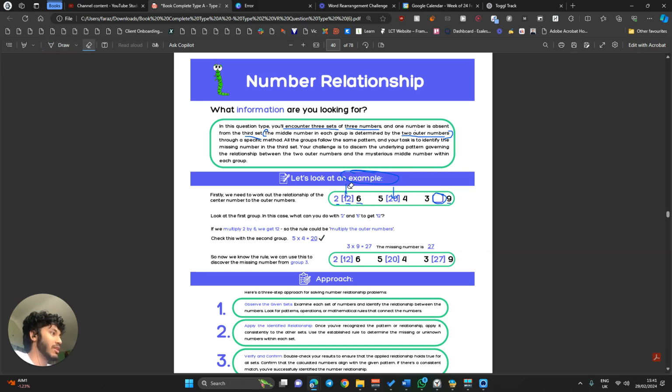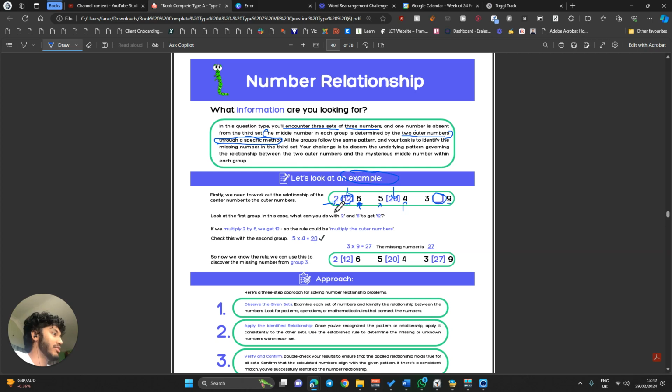So what do they mean by the outer numbers? It's this one. So these are the outer ones, and this is the middle one. So what it's saying is these outer 2 numbers are determining what's inside. So this is basically just a result of 2 and 6. So what does it say about it? It says through a specific method.